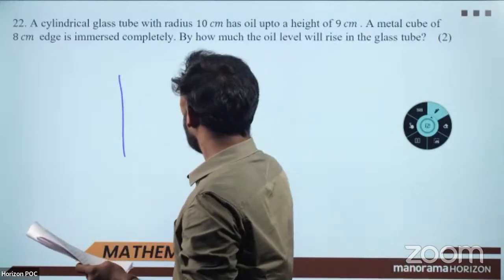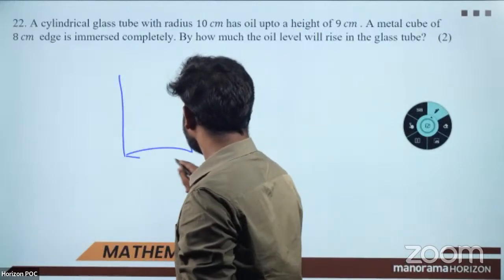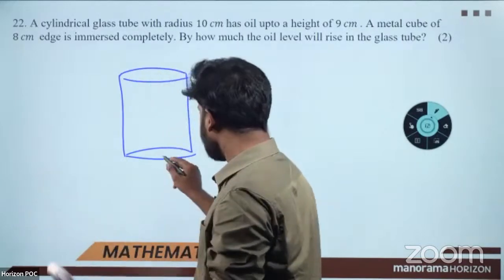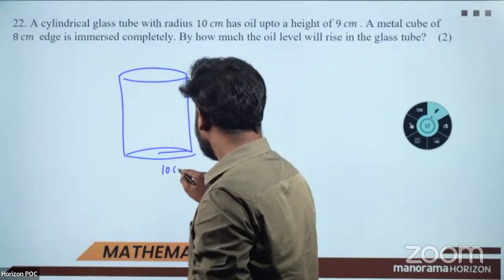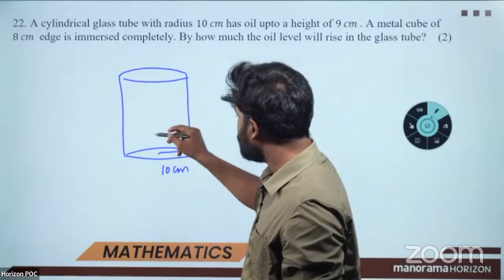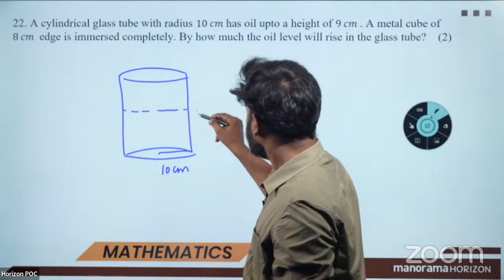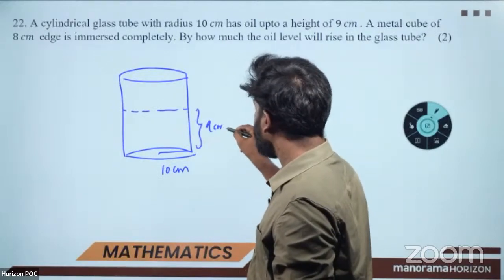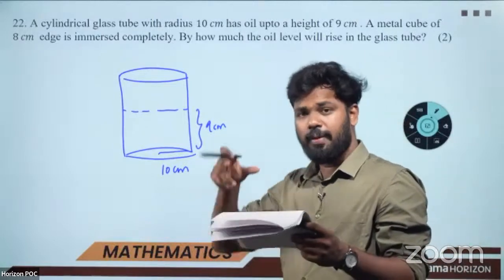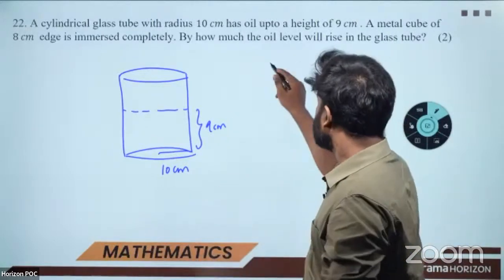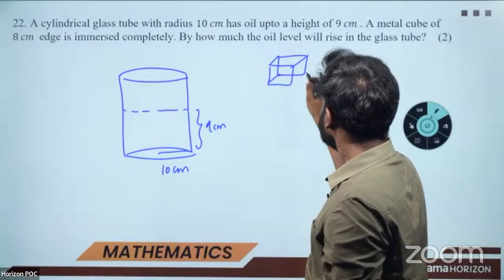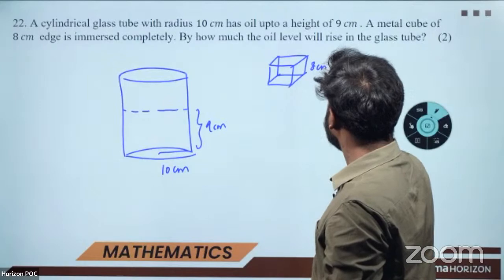Okay. So you have a cylinder. What is the radius of the cylinder? It is 10 centimeter. And it has oil up to a height of 9 centimeter. A metal cube of edge 8 centimeter is immersed completely inside it. So you have a metal cube, and the edge of the metal cube is 8 centimeter.